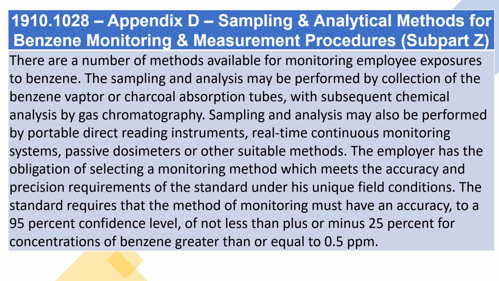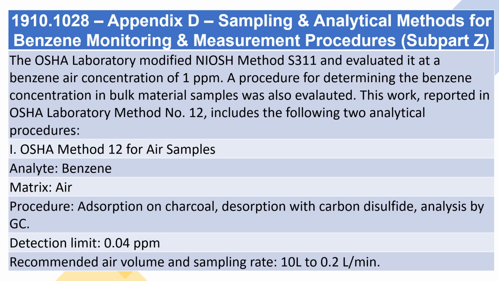The standard requires that the method of monitoring must have an accuracy, to a 95% confidence level, of not less than plus or minus 25% for concentrations of benzene greater than or equal to 0.5 ppm. The OSHA laboratory modified NIOSH method S311 and evaluated it at a benzene air concentration of 1 ppm. A procedure for determining the benzene concentration in bulk material samples was also evaluated. This work, reported in OSHA Laboratory Method No. 12, includes the following 2 analytical procedures.